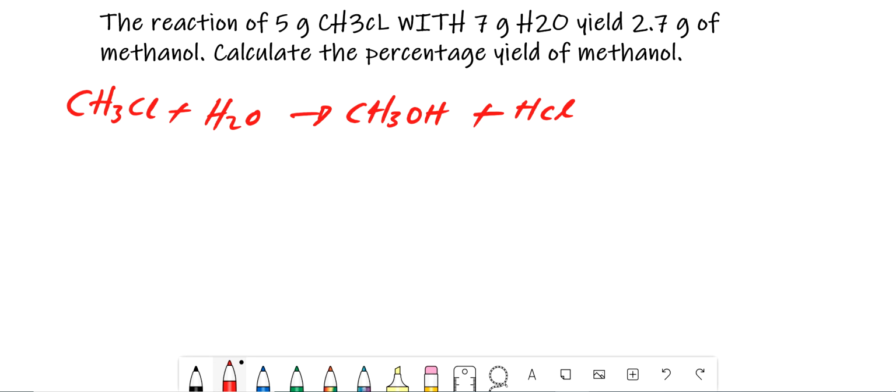Okay, so the next step is to calculate the limiting reagent, because the limiting reagent will tell you how much methanol will be produced, the theoretical amount, from each amount of each reactant. So in this case we'll start with 5 grams.